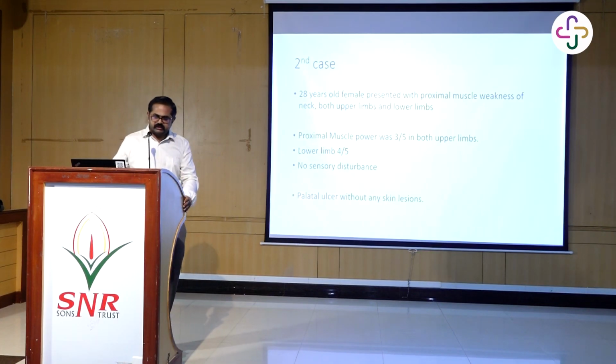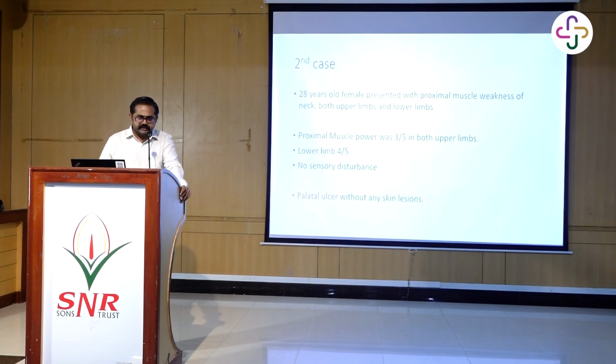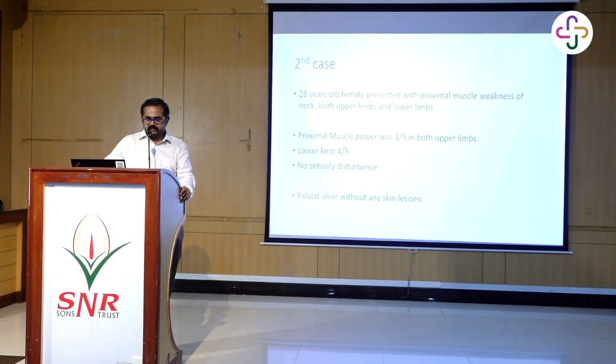So the second case, it's a straightforward case. A 28 year old female presented with proximal muscle weakness of upper limbs, neck and lower limbs. The upper limb weakness is more, with 3/5, and lower limb is 4/5. There is no sensory disturbance at the onset. On other system examination, there is only a palatal ulcer without any skin lesions.